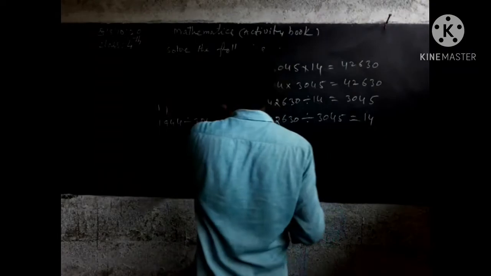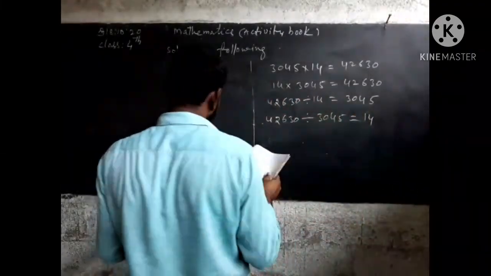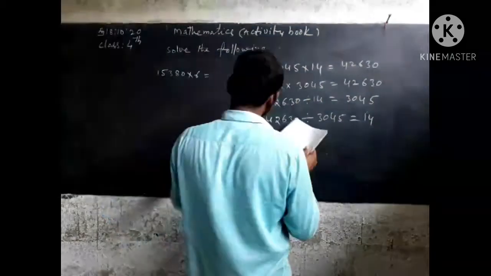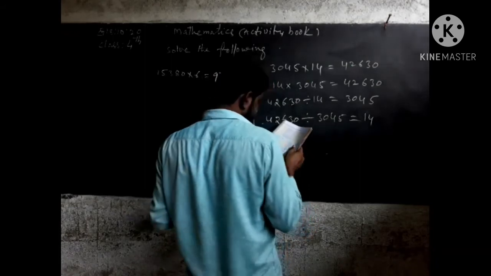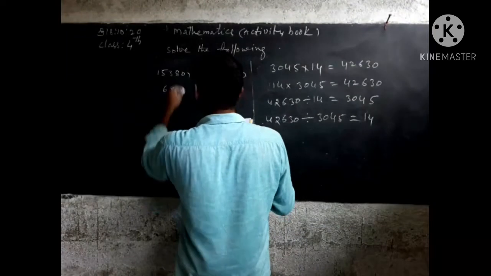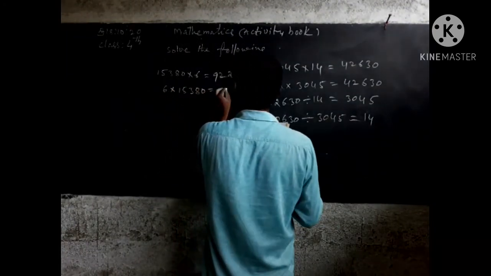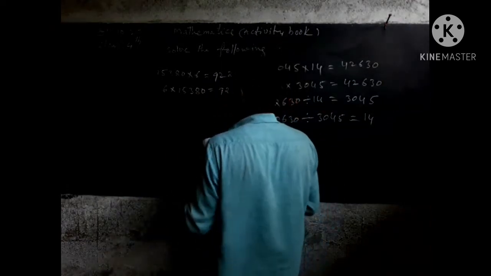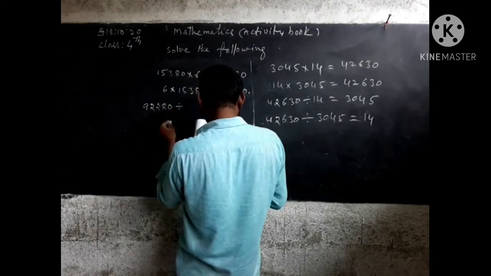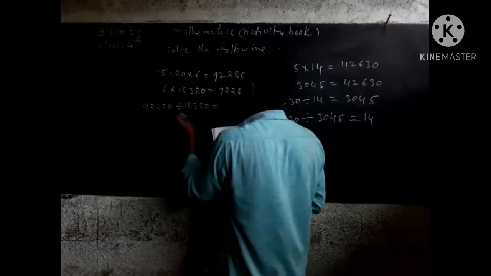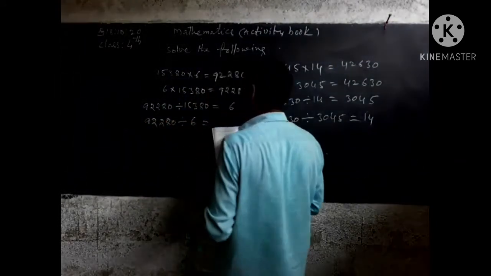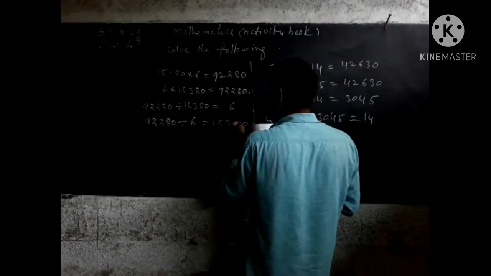Now next, 15,380 into 6, you can get 92,280. 6 into 15,380, you can get the same 92,280. 92,280 divided by 15,380, you can get 6, as well as 92,280 divided by 6, you can get 15,380.